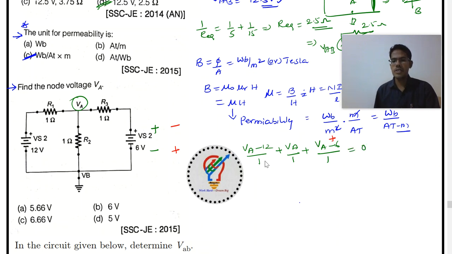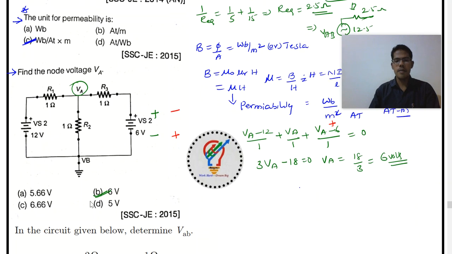Now from this, VA plus VA plus VA means 3VA, minus 12, minus 6, means minus 18, is equal to 0. So from this, VA is equal to 18 by 3, which is 6 volts. So the answer is 6 volts, the right answer for this question.